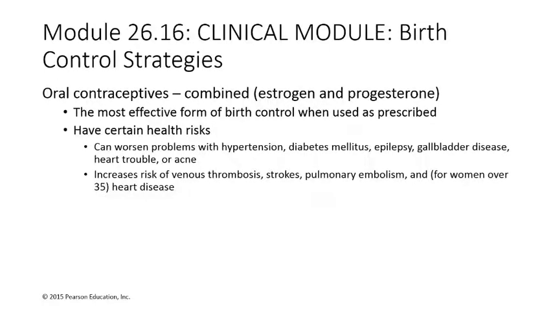Oral contraceptives are going to contain estrogen and progesterone, and what they're going to do is basically trick the body. And the problem here is that these birth control pills can lead to problems with hypertension, can be problematic for diabetics, for those with epilepsy, can lead to gallbladder disease, heart trouble, all sorts of things, acne. And there's also an increased risk of stroke for women over the age of 35. So these oral contraceptives are not without effects and need to be discussed with your physician.